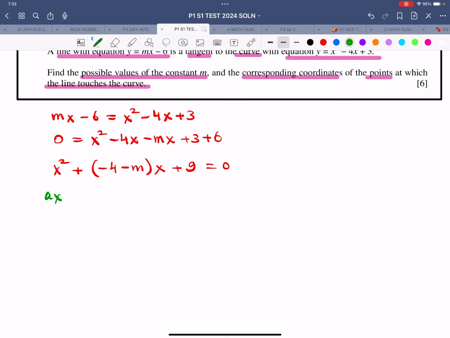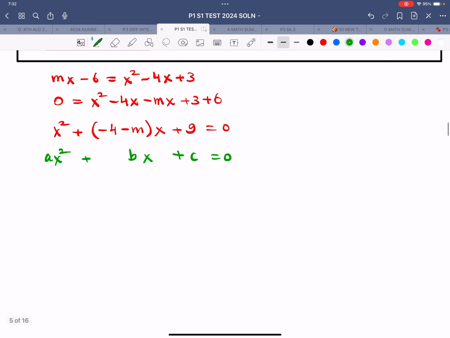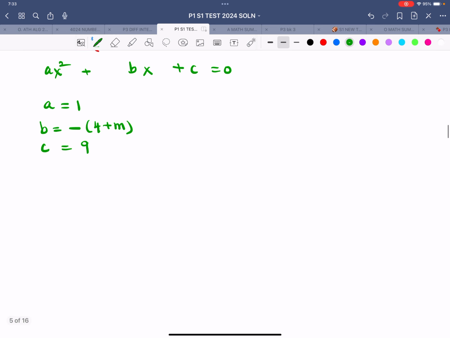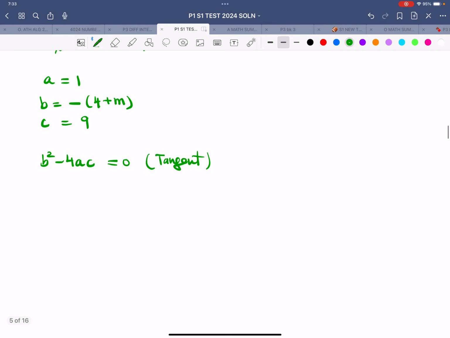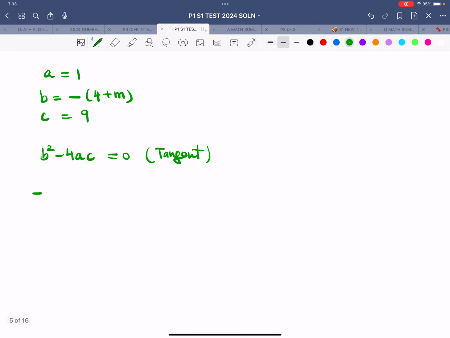Compare it with ax squared plus bx plus c equals 0. So therefore a is 1, b is negative, common, (4 plus m), and c comes out to be 9. And let's apply the condition, that is b squared minus 4ac equals 0 because it's about tangent. And of course, they are asking for the possible values, so it cannot be an inequality. It has to be an equation. So therefore, (minus (4 plus m)) squared, minus 4 into 1 into 9 equals 0.